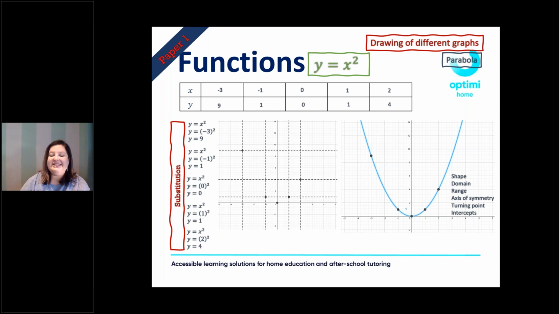If I look at my intercepts, now all of my intercepts are over there. I have an x-intercept of x is equal to 0, and I have a y-intercept at y is equal to 0. Right, so it kind of cuts both axes at the same point.